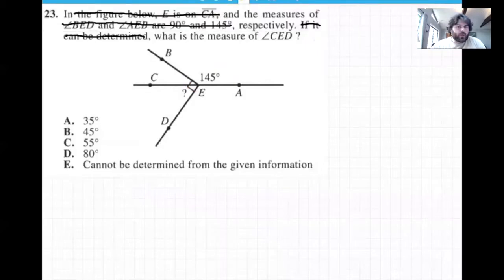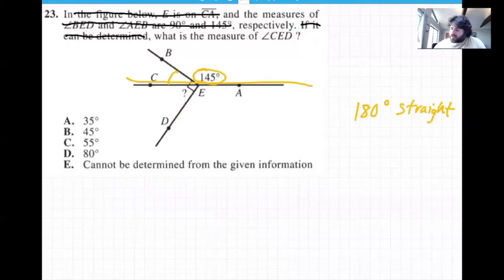All right, so here we go. Looking for the measure of angle CED. Well, CED is this angle right here, the one with the question mark. So first thing I would do is just look and try to make connections with what you see. If this is 145, I can find the measure of that angle right there because they form a straight line together. And we know that a straight angle is 180 degrees.